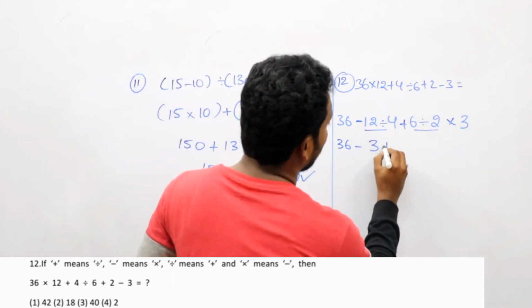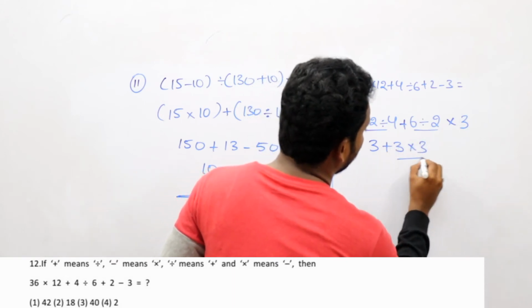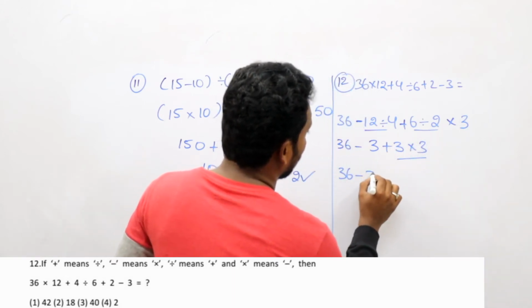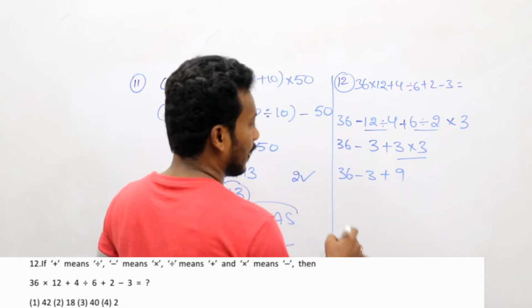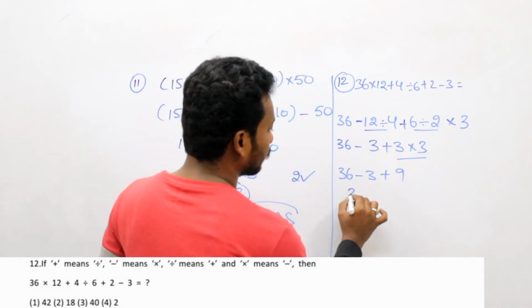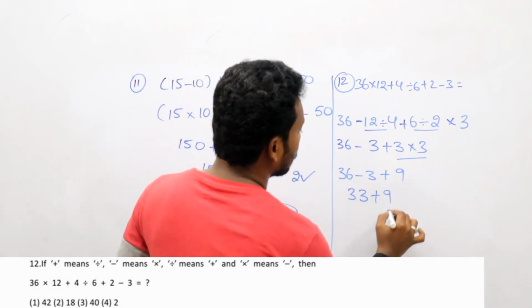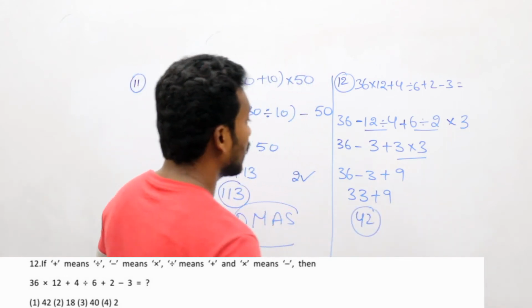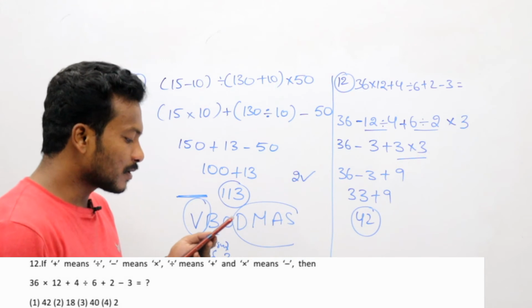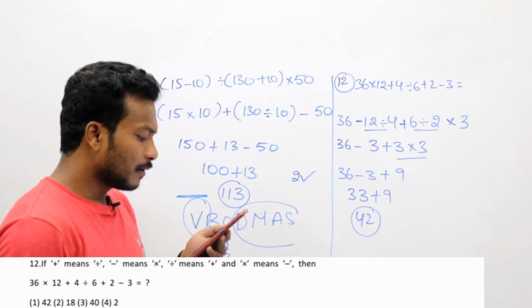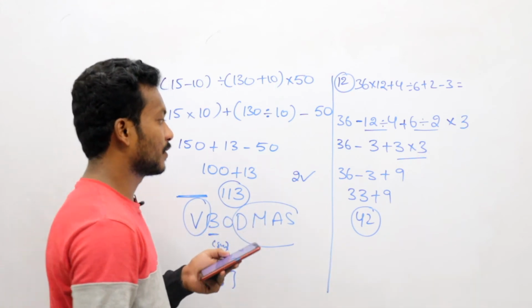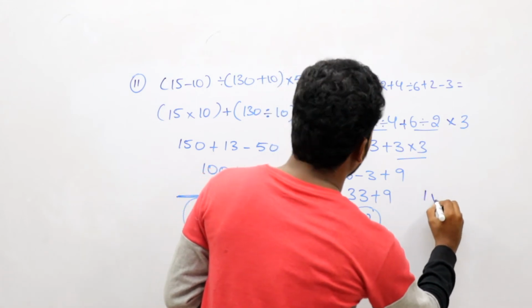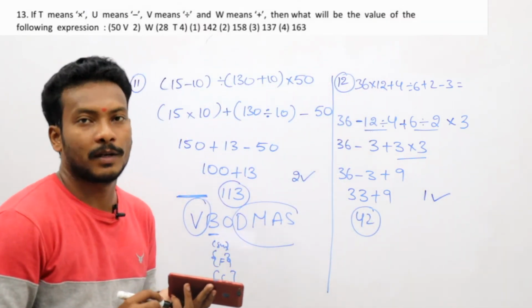Okay, this one is 3 plus 3 into 3. After that, we are taking this one plus 9. 36 minus 3 is 33, plus 9. 33 plus 9 is 42. Our answer is 42. Okay, in the 12th question, where is 42? In the first option. Now our required answer is the first option. Okay, right?